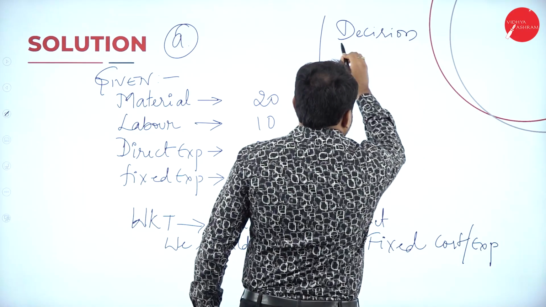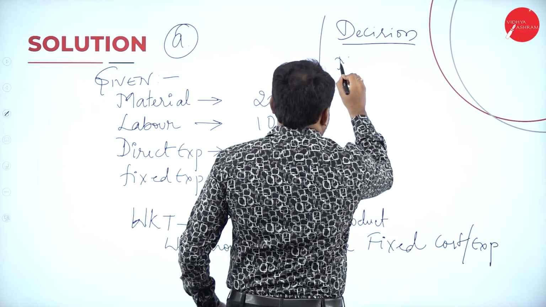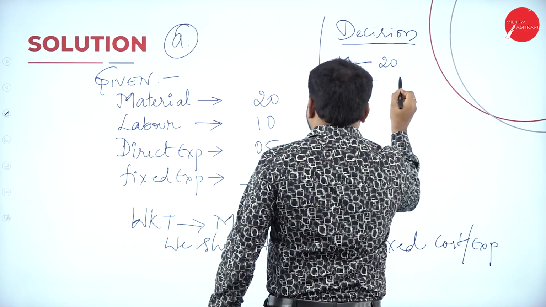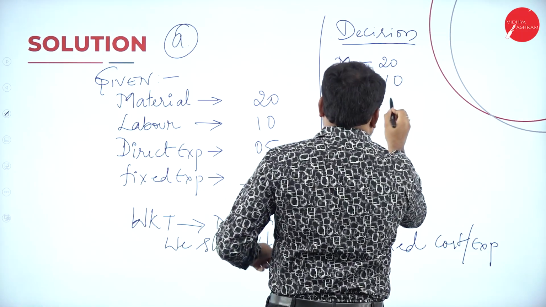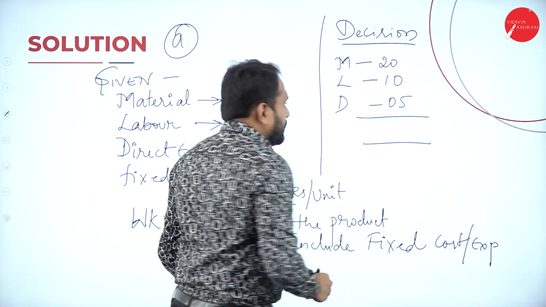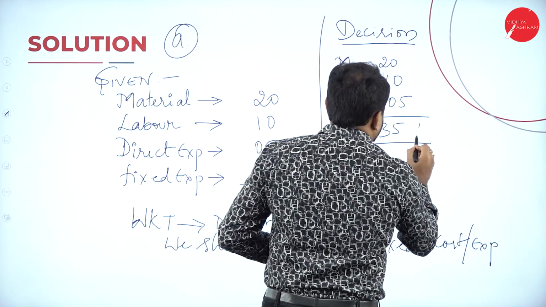What type of decision will you actually take? Again, you are supposed to write here. Material is 20, then labor is 10. Next, direct expenses is 5 rupees. Now we will not include fixed. So totaling those things, we have here 35 rupees.